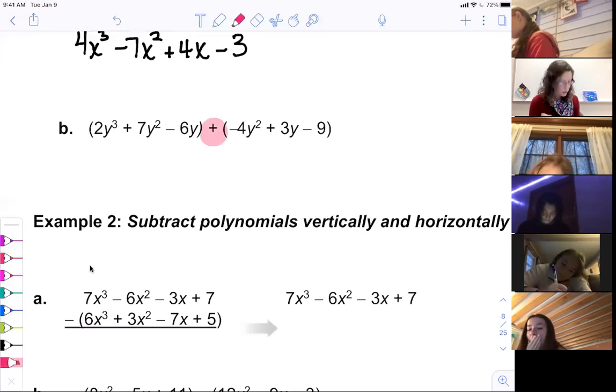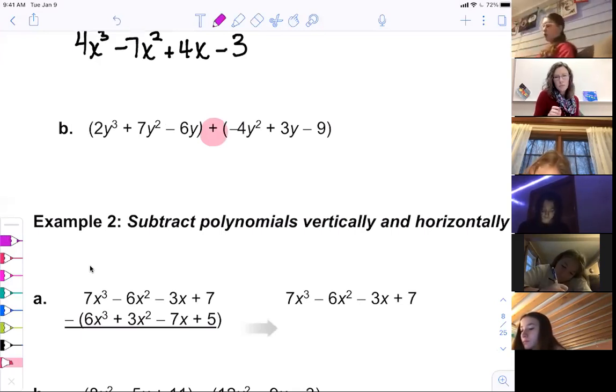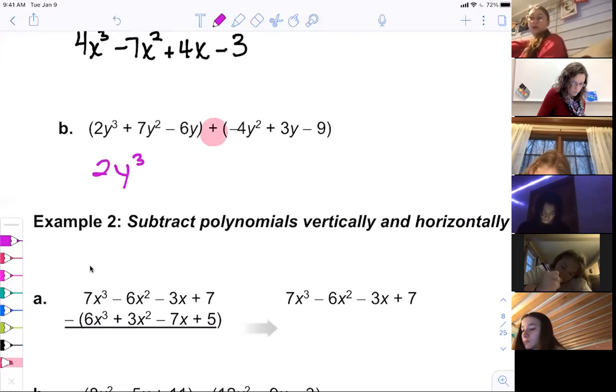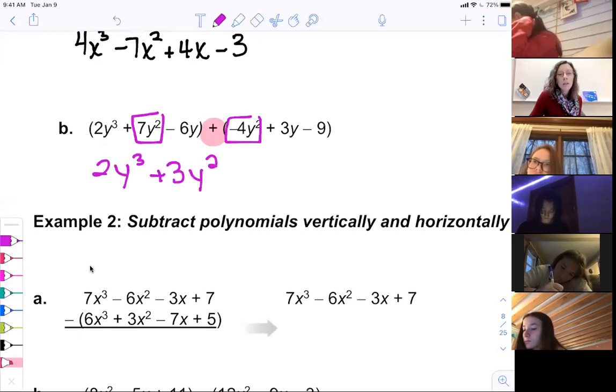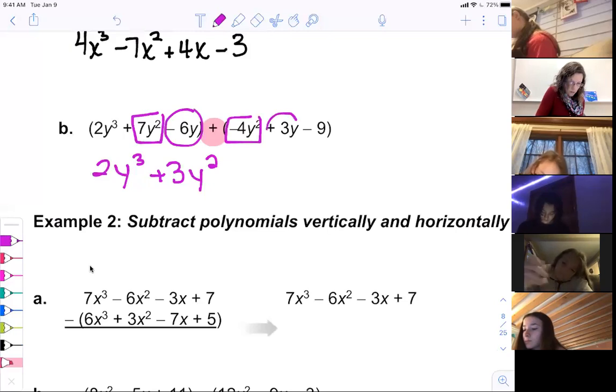So Jordan, what do you think you would get here when you add your like terms together? 2y cubed, 3y squared. Yeah, so there's my y squared. So she said 3 of them. What else do we have? Minus 3y. And then? And minus 9.